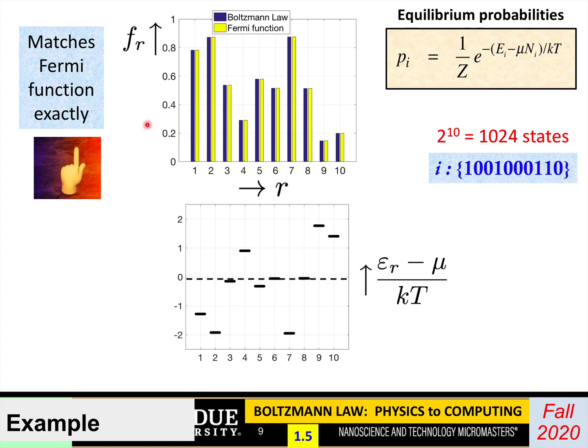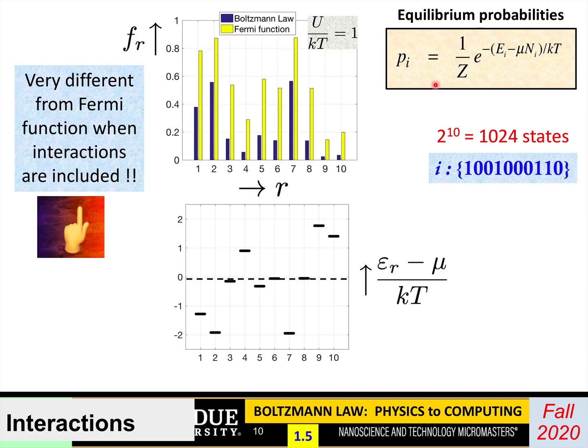So in this case, you could do it either way and you'd get the same answer. And then you'd say, well, why am I even wasting my time on this 2 to the 10 thing? Let's just work with the 10 space. Okay. But the problem is that as soon as you include interactions, the answers you will actually get from Boltzmann law, that's these blue ones, are very different from the answer that you'd get if you just applied the Fermi function. You see, they don't match at all in this case. And we have assumed that there is some interaction energy in this case, and that's why they don't match. If it was completely non-interacting, then it would have matched.